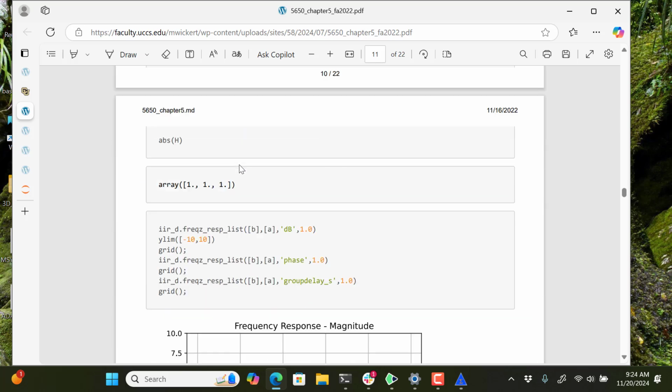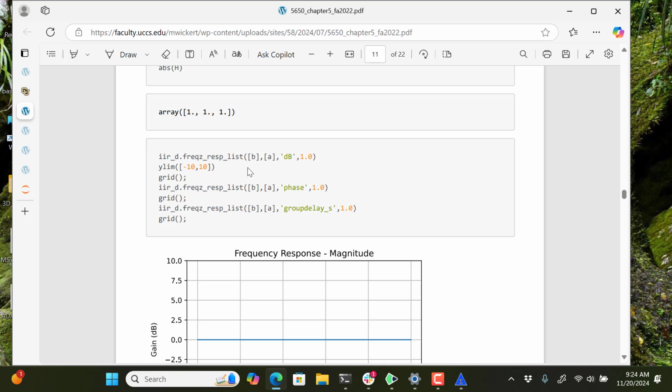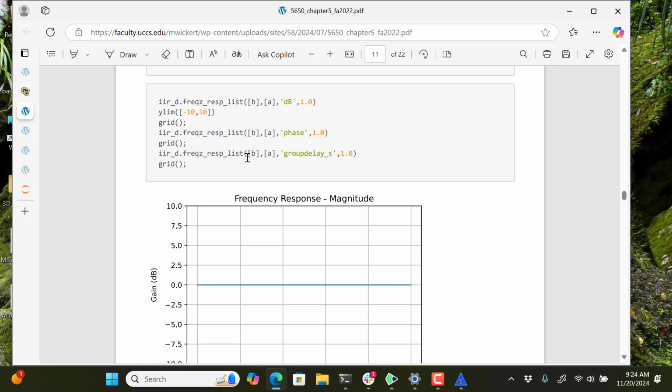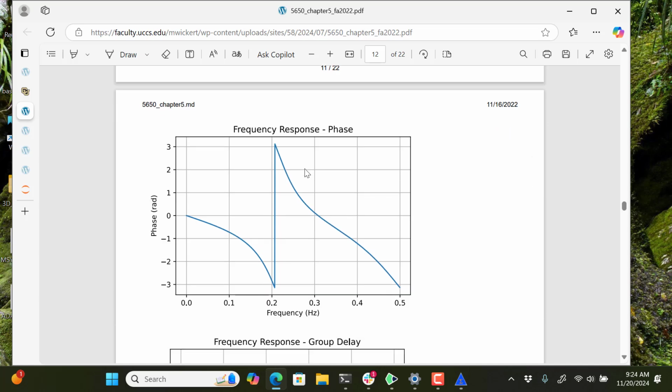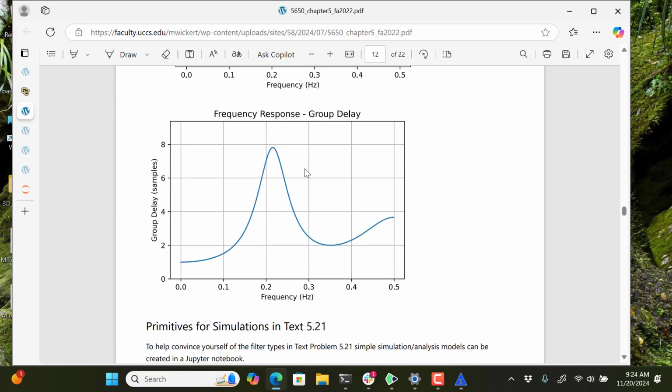So here it is right here. And then I just did the frequency response list, this one just for a single filter though. So I have once for dB, once for phase, and once for group delay. So there's phase, and there's group delay. Group delay looks fairly ugly, but that just shows you that the all-pass filter can be a means of compensating.